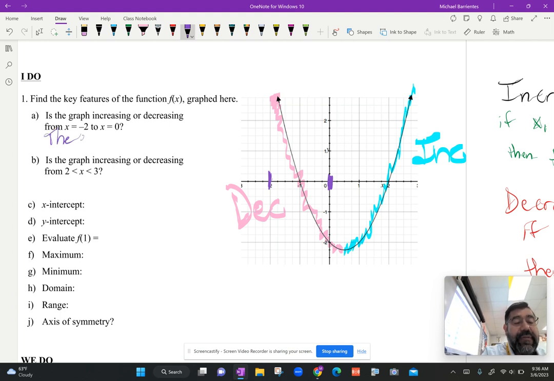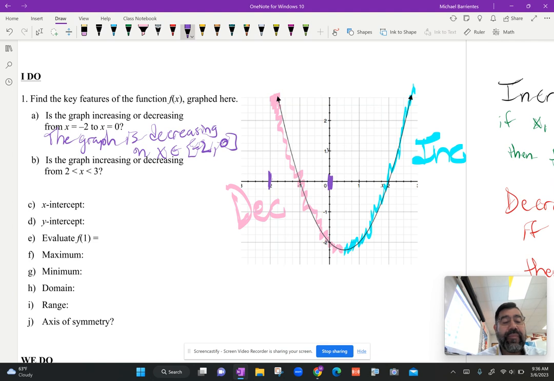The graph is decreasing on that window, on x values that are part of (-2, 0).